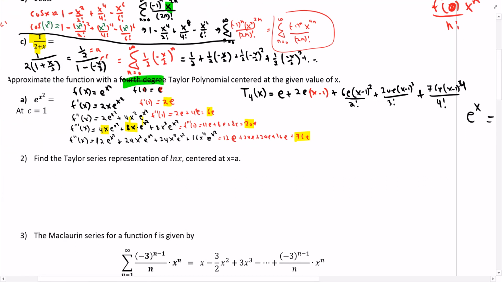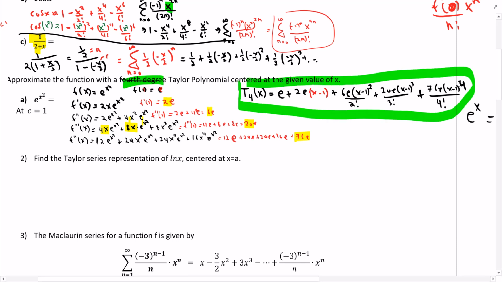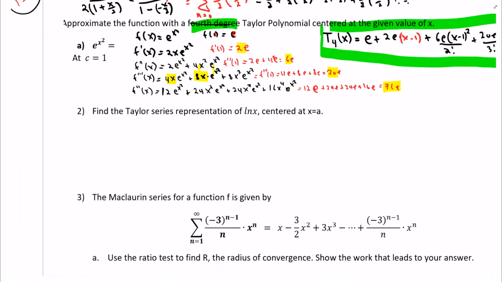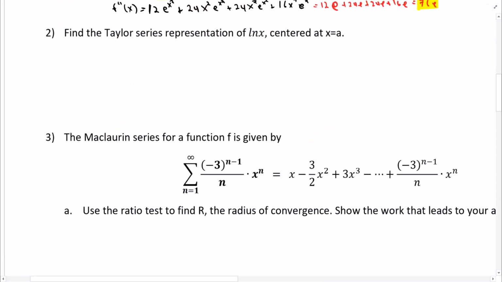And you don't have to do any evaluation, right? It just wants you to write it, and so there we have written it. You don't even need to simplify it. All right. Next one is we want to find a Taylor series representation of natural log of x centered at x equals a. It's not specifying a number of terms, so we just need to come up with the formula for it.